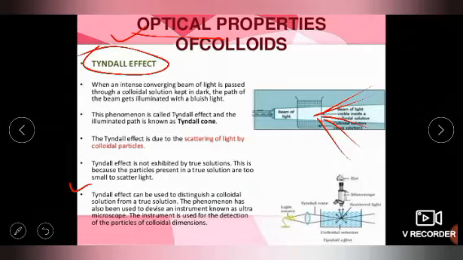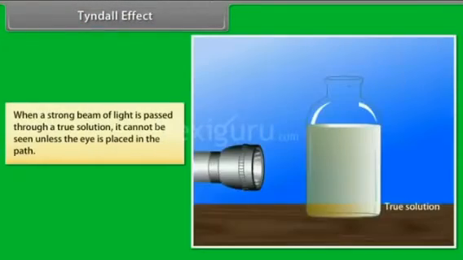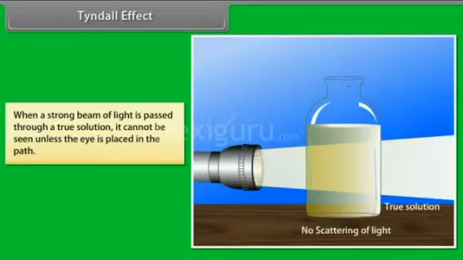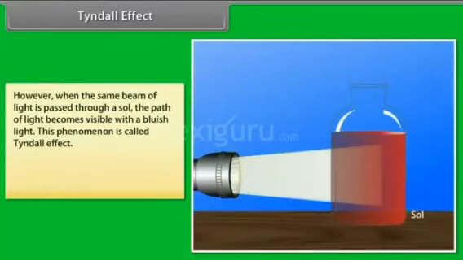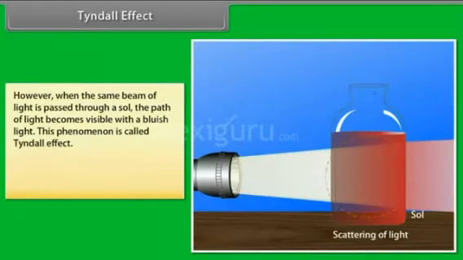So this Tyndall effect is going to be shown. Just see this activity. Tyndall effect: when a strong beam of light is passed through a true solution, it cannot be seen unless the eye is placed in the path. However, when the same beam of light is passed through a sol, the path of light becomes visible with a bluish light. This phenomenon is called the Tyndall effect.